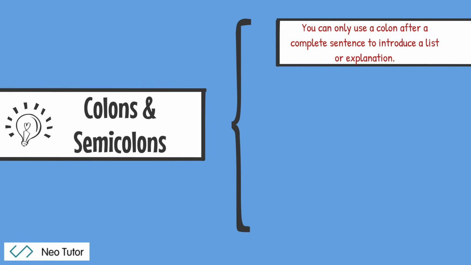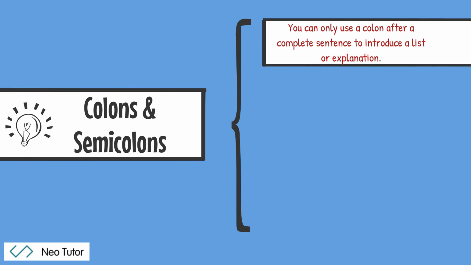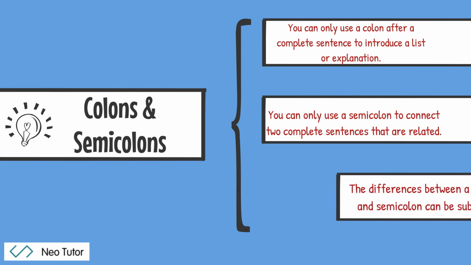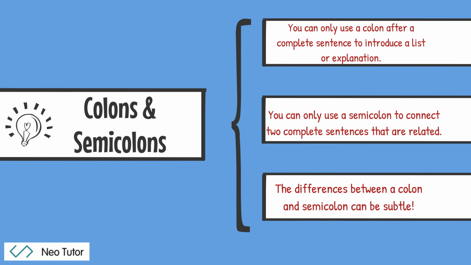You can only use a colon after a complete sentence to introduce a list or an explanation. You can only use a semicolon to connect two complete sentences that are related. The difference between a colon and semicolon can be subtle, but they are important.